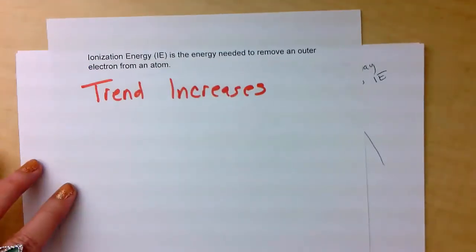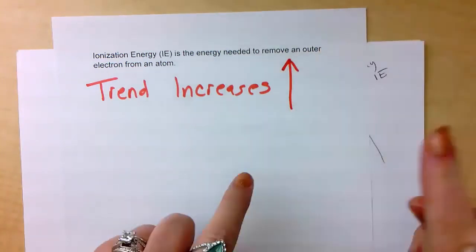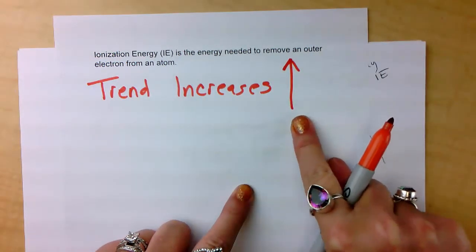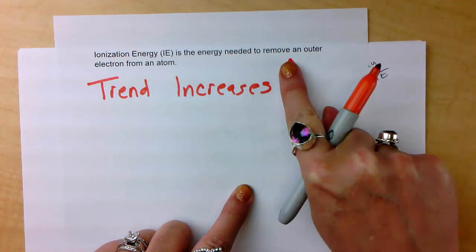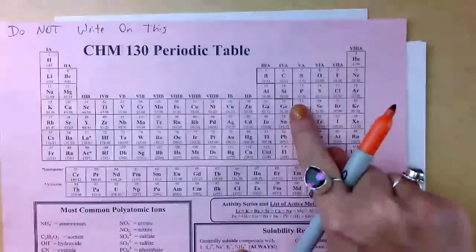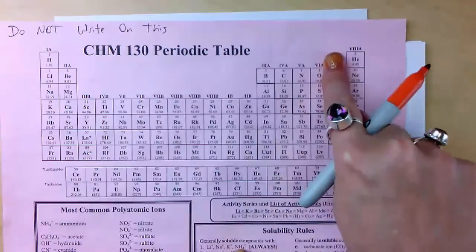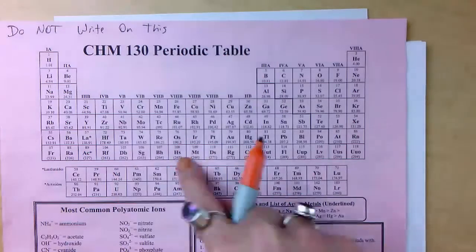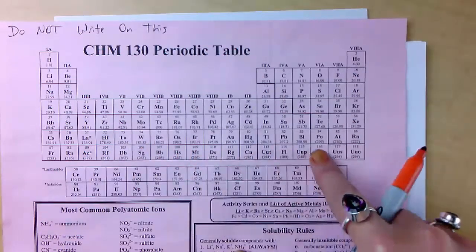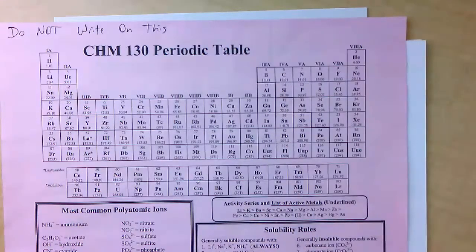So again, the trend here, we're going to increase as we go up. The energy is going to get larger and larger and larger as we go up the table, as we go up towards the smaller atoms. High ionization energy up here, low ionization energy down here with our big fat atoms. Okay, so we're going to increase as we go up.